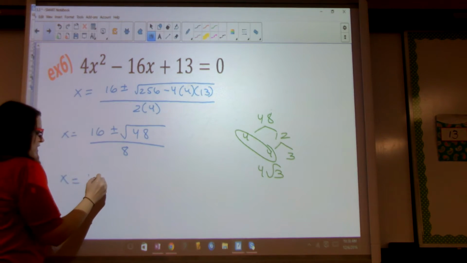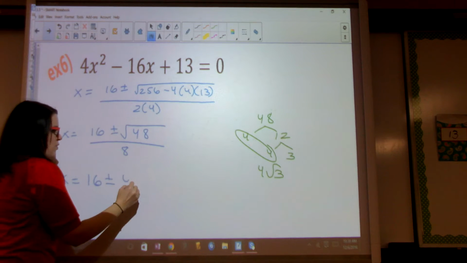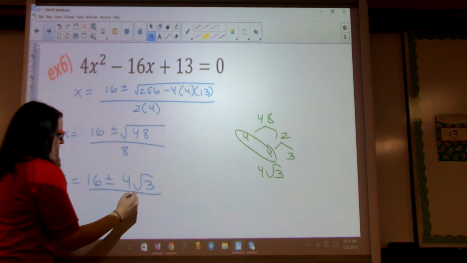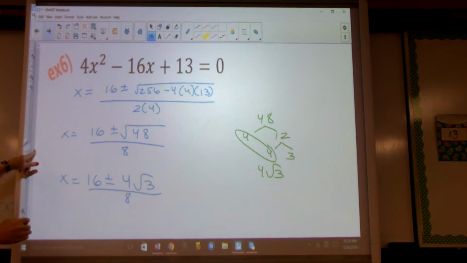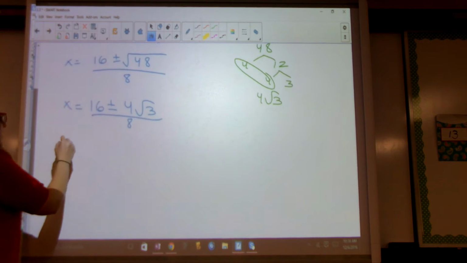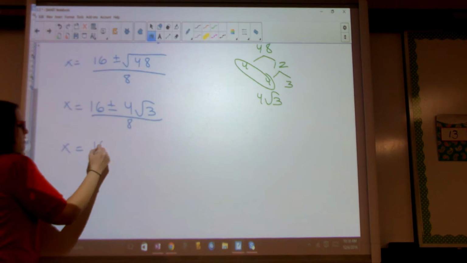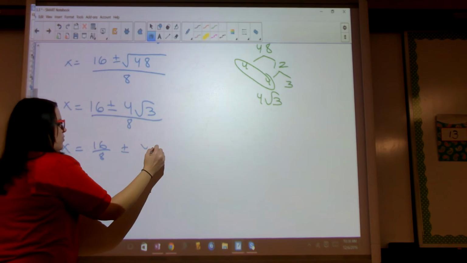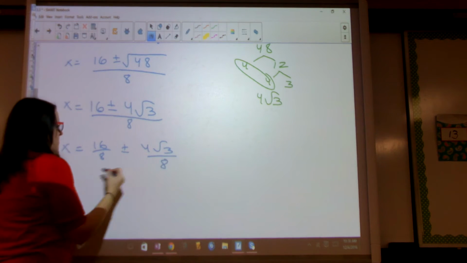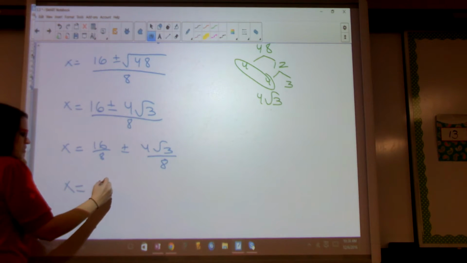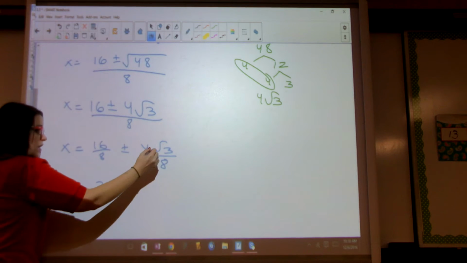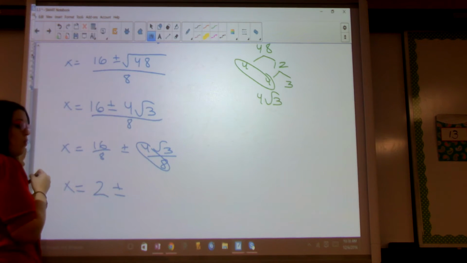So I have 16 plus or minus 4 square root of 3 over 8. Divide each term. That's 16 over 8 plus or minus 4 square root of 3 over 8. 16 over 8 is 2. That reduces to be 1/2.